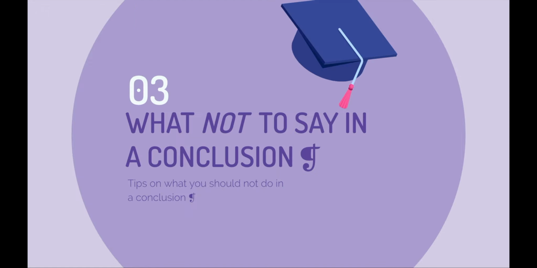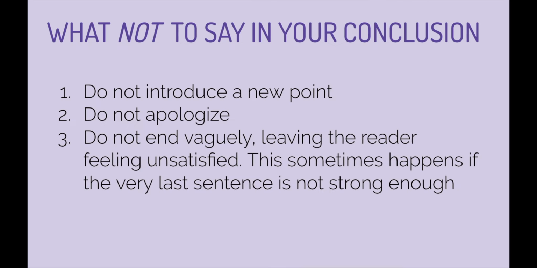Section 3, what not to say in a concluding paragraph. So 1, do not introduce a new point. Number 2, do not apologize for anything that you've written. And number 3, do not end vaguely, leaving the reader feeling unsatisfied.